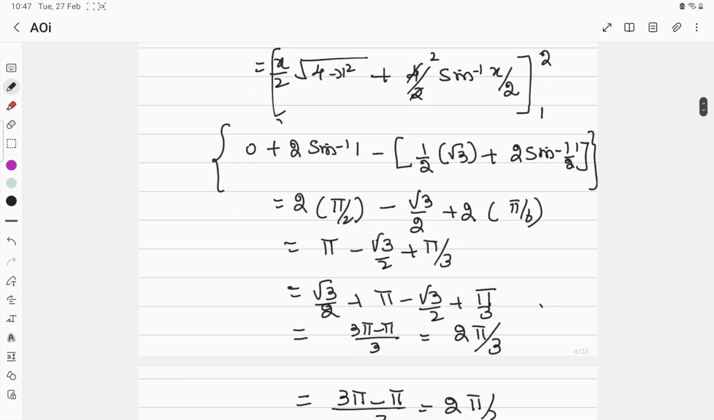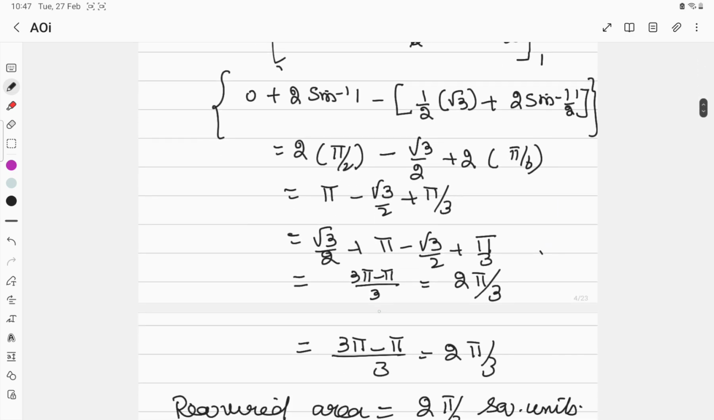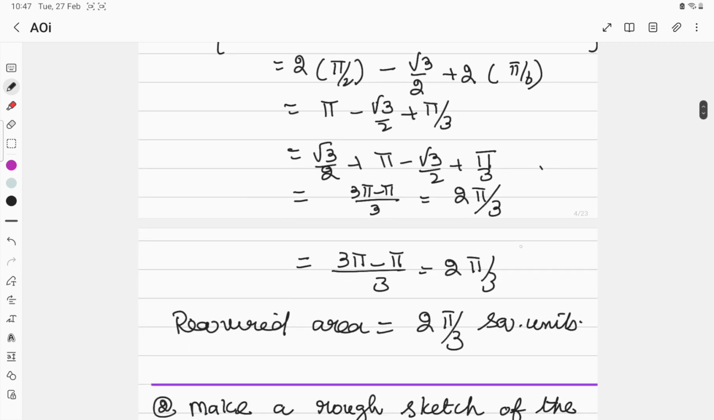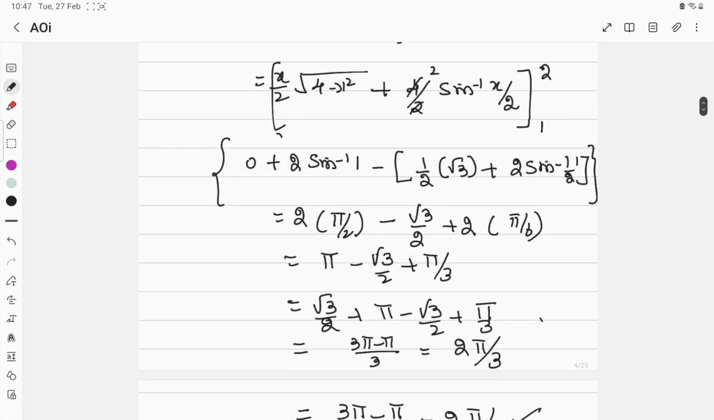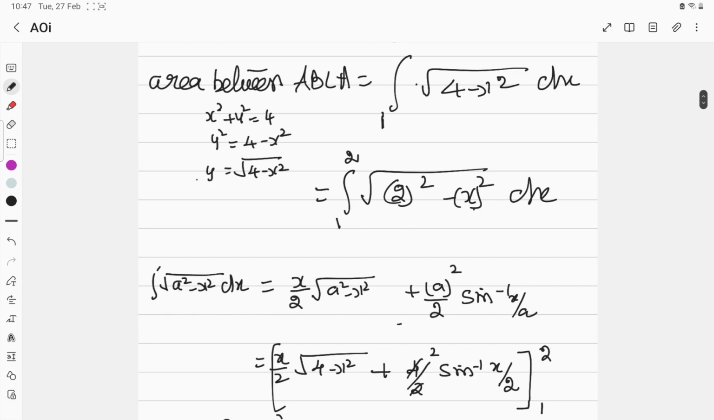So on solving, we get 2 pi by 3 square units. Therefore, the required area is 2 pi by 3 square units.